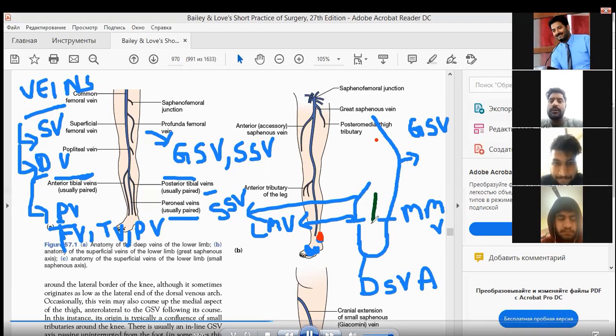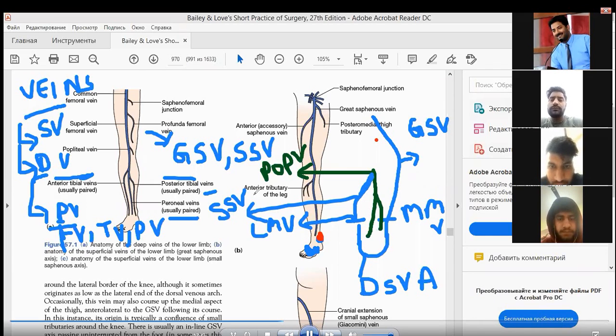Here you have your tibial veins and peroneal veins. All these veins join together here, forming one single vein in the popliteal fossa, and that vein is known as the popliteal vein. See here, everyone, your short saphenous vein is draining the blood into the popliteal vein.